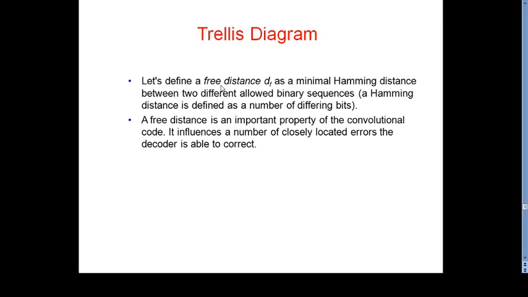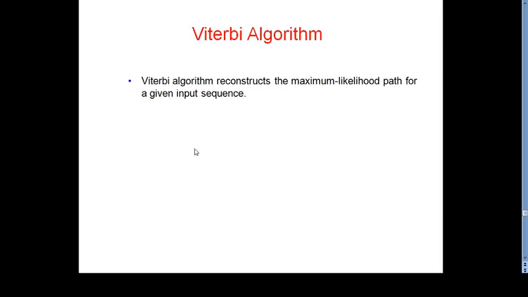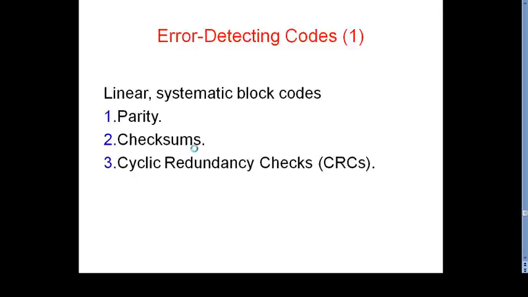Free distance is the minimum Hamming distance between 2 different encoded binary sequences, which plays an important role in error correction and error detection. Free distance is an important property of the convolution code. It influences the number of closely located errors the decoder is able to correct. So free distance is a very important property to be remembered. Then the Viterbi algorithm reconstructs the maximum likelihood path for the given input sequence.